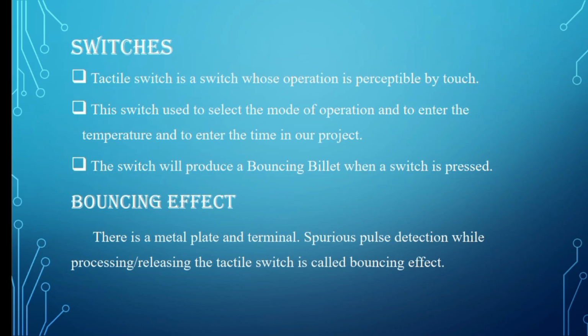The next part is switches, where a tactile switch is a switch whose operation is perceptible by touch, and this switch is used to select the mode of operation and to enter the temperature and the time in our project. The switch will produce a bouncing effect when it is pressed. A microwave can have multiple switches, including an RF switch, a door interlock switch and a monitor switch. These switches help to prevent microwave energy from escaping when the door is open.